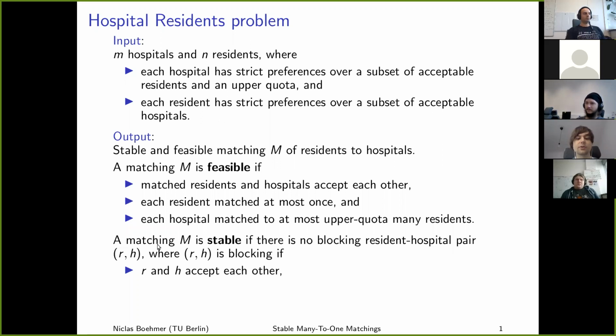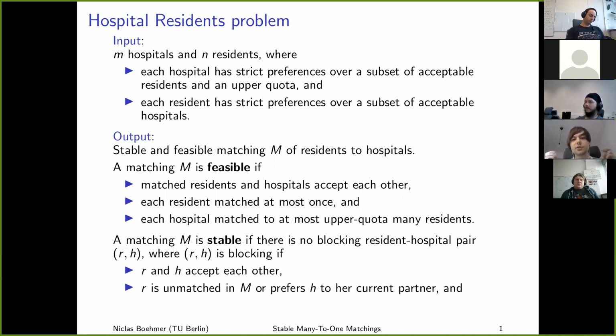So for a hospital-resident pair (R, H) to be blocking, we first of all require that they accept each other. This is quite simple and quite plausible, I would say. And then we require that the resident is either unmatched in the current matching, which corresponds to the resident's least preferred choice. So each resident prefers to be matched to someone from his acceptable subset of hospitals to being unmatched.